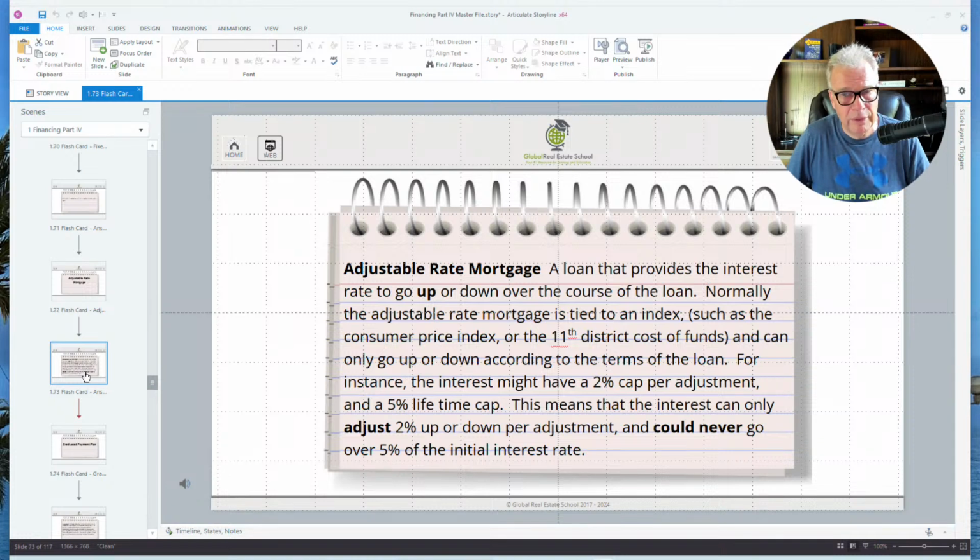And there's normally what we call a margin. And for some reason, I don't see the margin on there, but the margin is just what they add to the index, so if you're taking notes, okay?